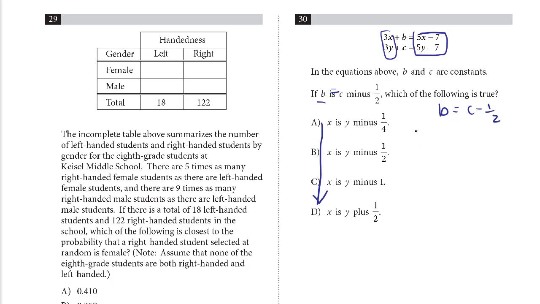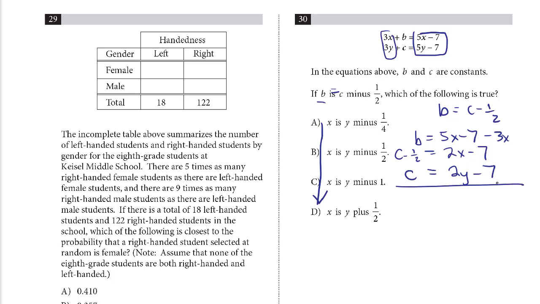I know b equals 5x minus 7 minus 3x, which, by the way, is 2x minus 7. And b we know is c minus 1/2. So it's going to be c minus 1/2 equals 2x minus 7. On the other side, I know c, from the second equation, equals 5y minus 7 minus 3y. So 5y minus 3y is 2y minus 7. Now the setup looks almost analogous. I'm going to eliminate here. I'm going to subtract my top equation from my bottom equation.